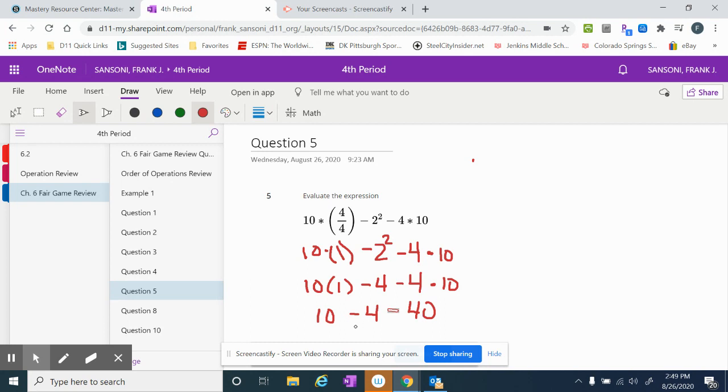Well, 10 minus 4 is 6. And 6 minus 40 is going to be, once again, the same thing as 6 plus negative 40. So your answer is going to be negative 34. We have 2 more problems in today's lesson. Number 8, question 8. The reason there's question 8 is there are a couple of ordering decimal problems that we're not working on today, so that's why it goes to 8.